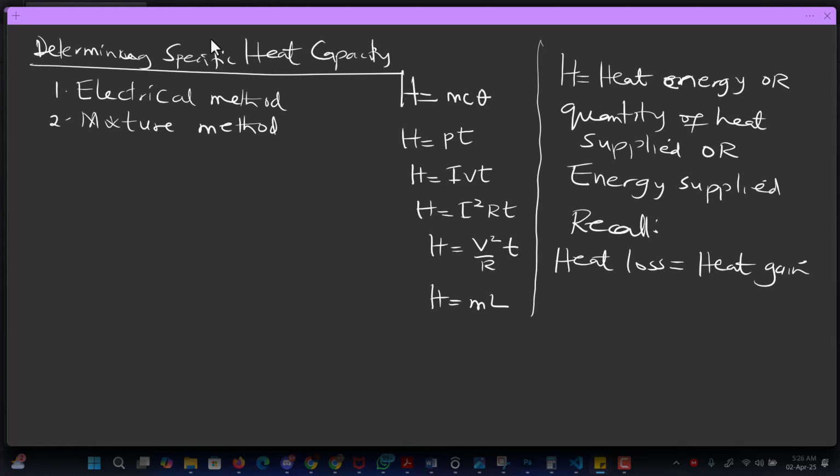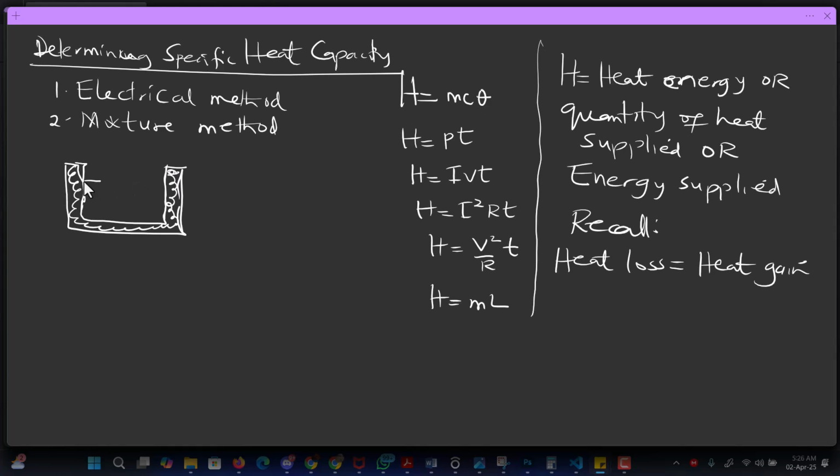method now? The electrical method is done like this. I told you that this substance can be liquid or solid. So assuming you have what you call your calorimeter, your calorimeter is always lagged. Inside it contains cotton wool to avoid heat loss.